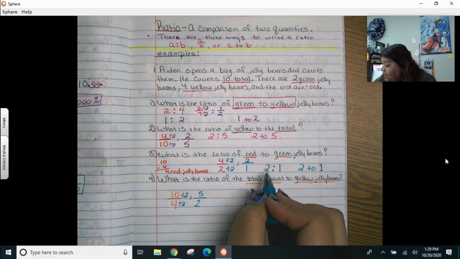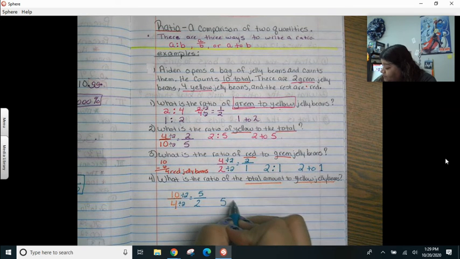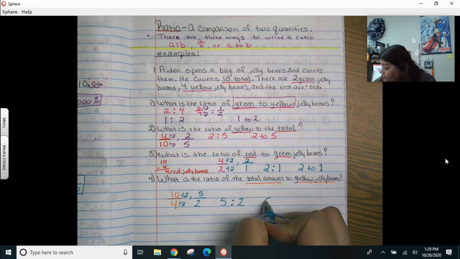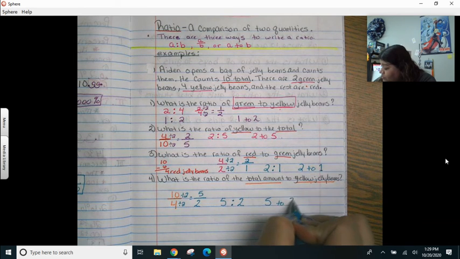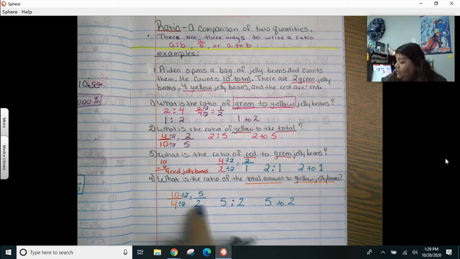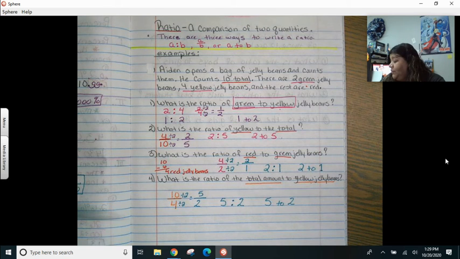So how else can I write that? I can use the colon, 5 to 2, or I can write it out, 5 to 2. Any one of those will be how you see your answers, okay? Just remember, keep it like an improper fraction. I don't want mixed numbers, okay? All right.